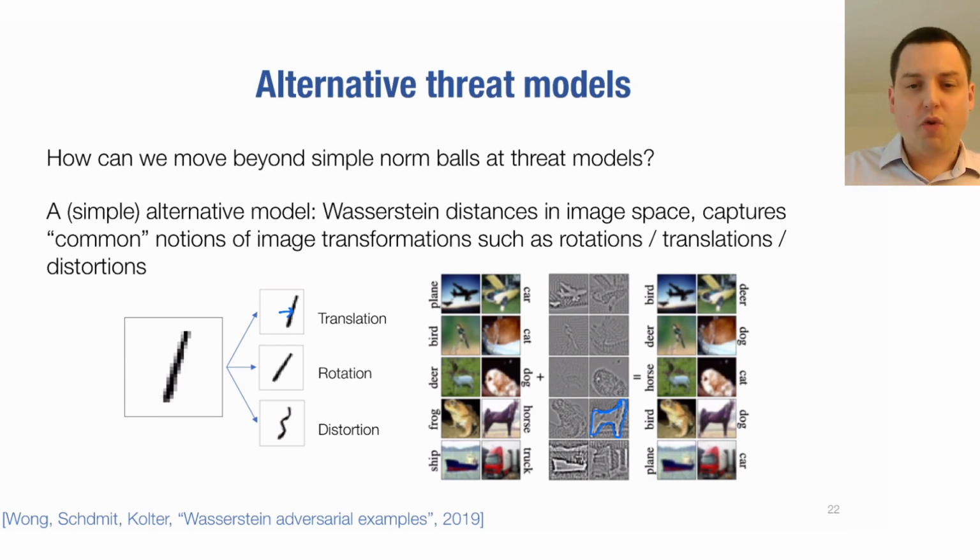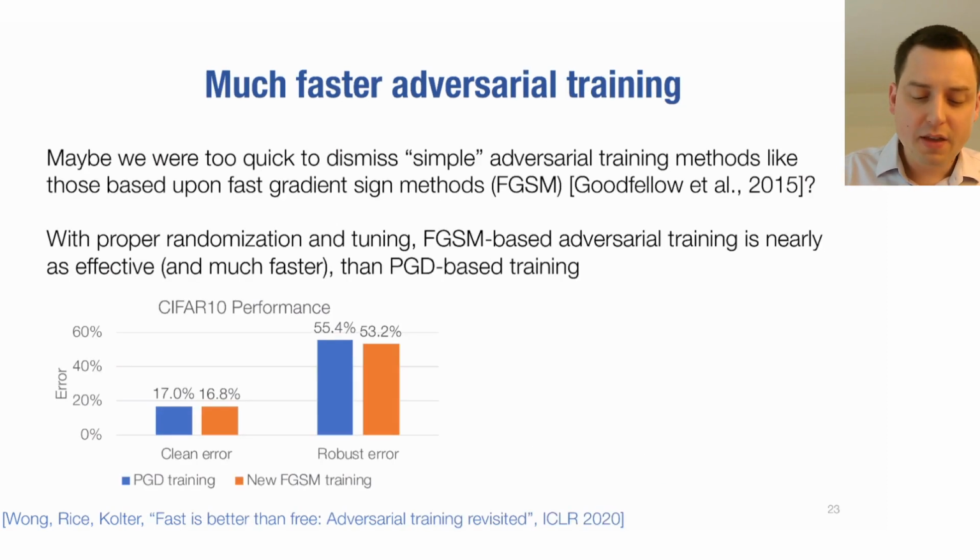So that's one bit of work we've done in building upon these notions of provable robustness, or trying to understand them better. Another work we've done is on going back to the empirical side of adversarial training. We've thought about ways to make this process much faster.